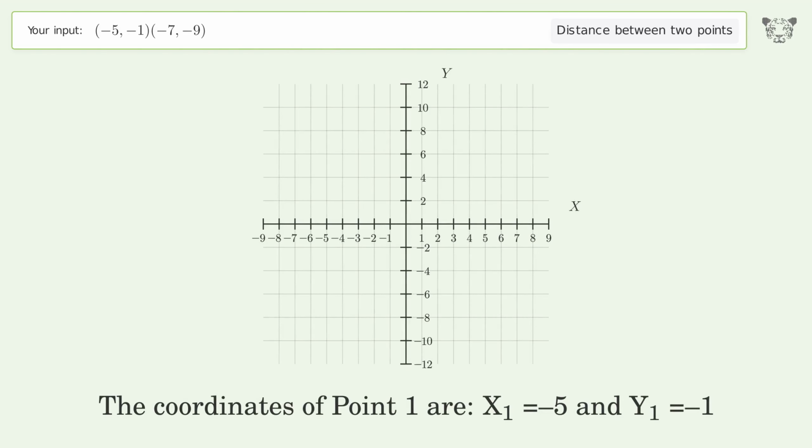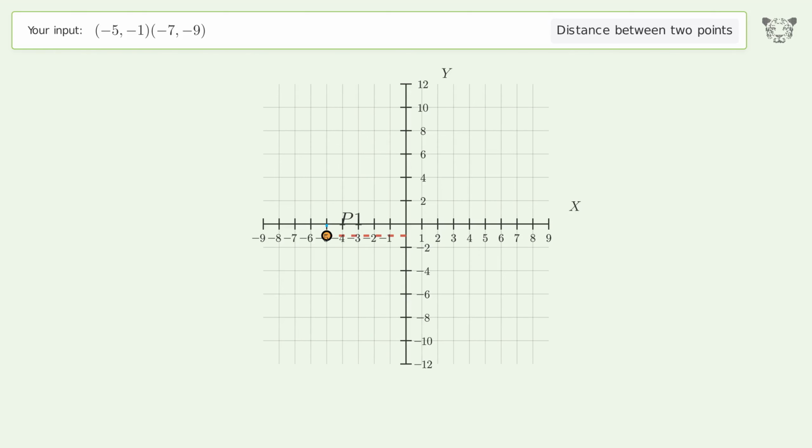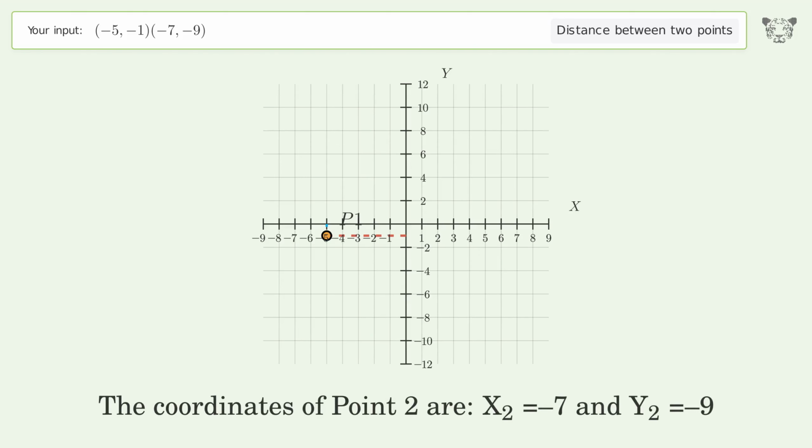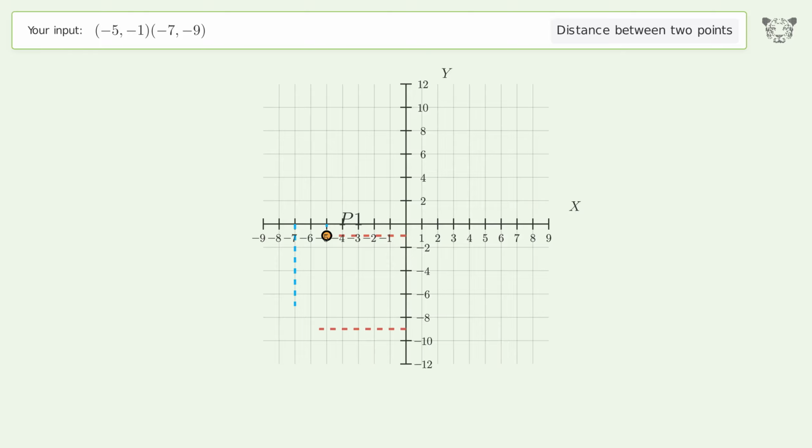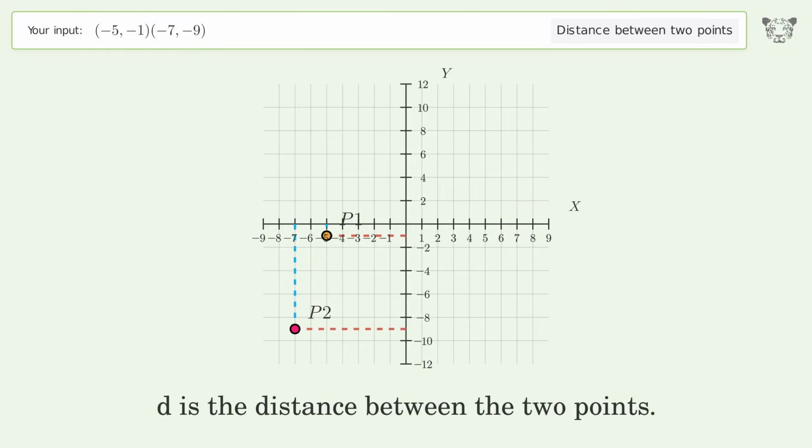The coordinates of point 1 are x1 equals -5 and y1 equals -1. The coordinates of point 2 are x2 equals -7 and y2 equals -9. D is the distance between the 2 points.